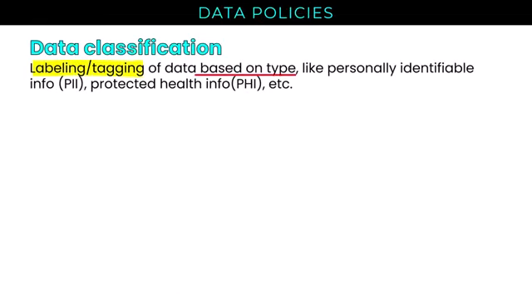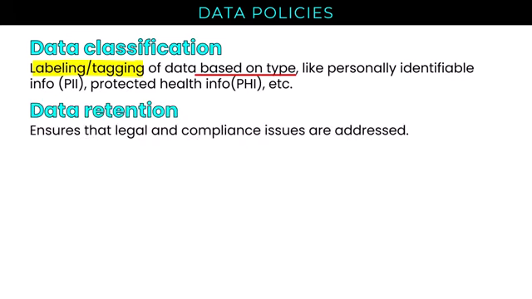Now let's talk data policies. We have a data classification policy, which would be labeling or tagging of data based on type, like PII or PHI that we just described. You could have data retention policies that ensure legal and compliance issues are addressed, retaining data for a period of time as specified in law.